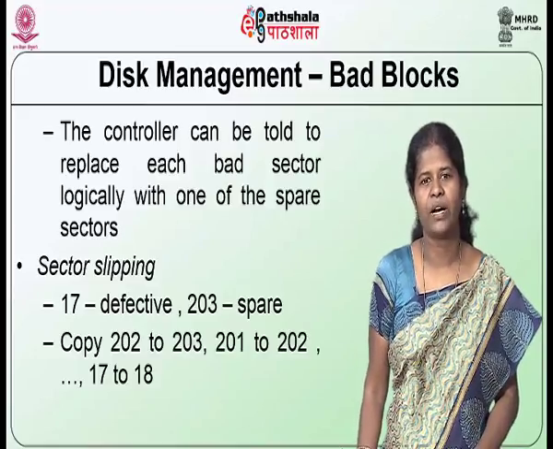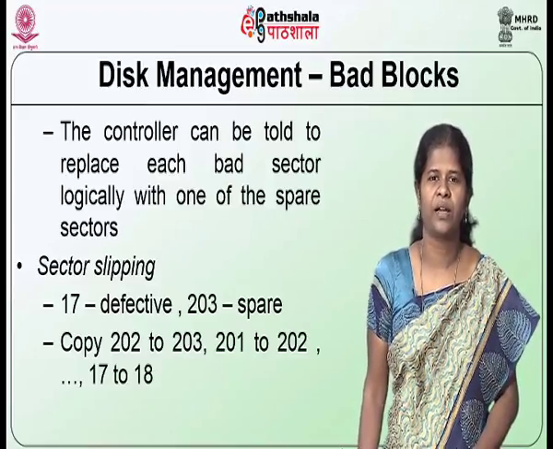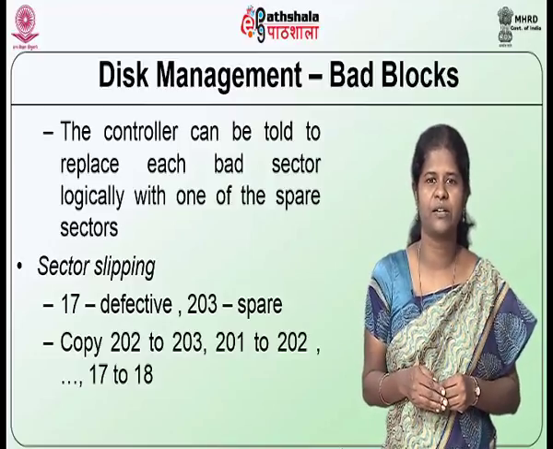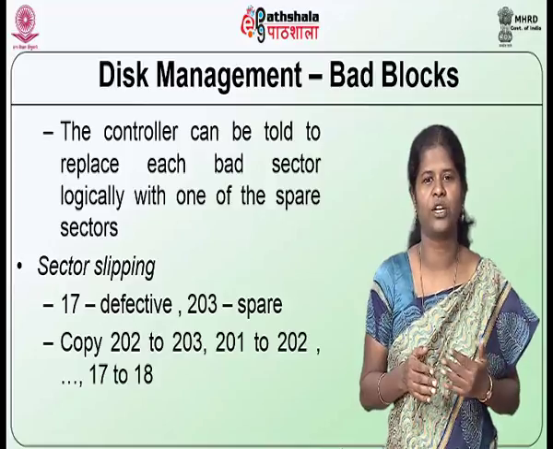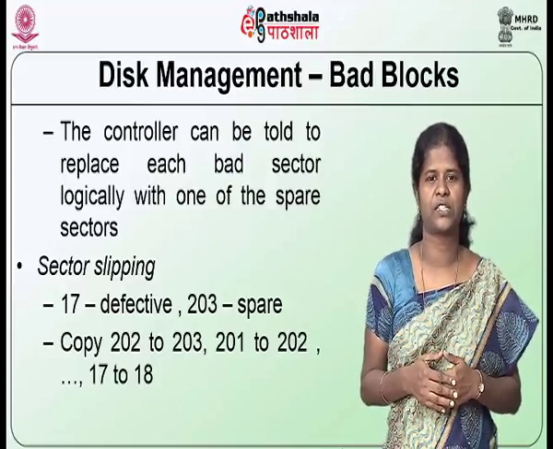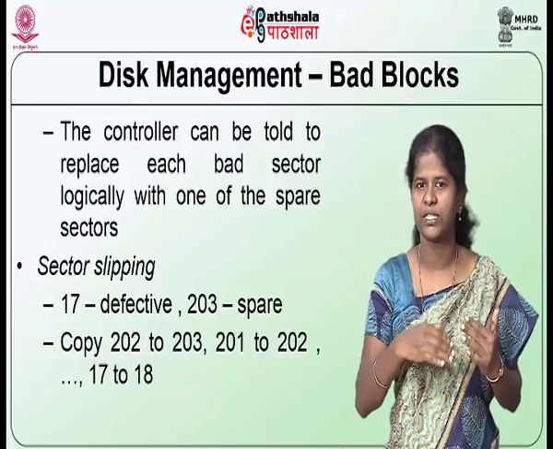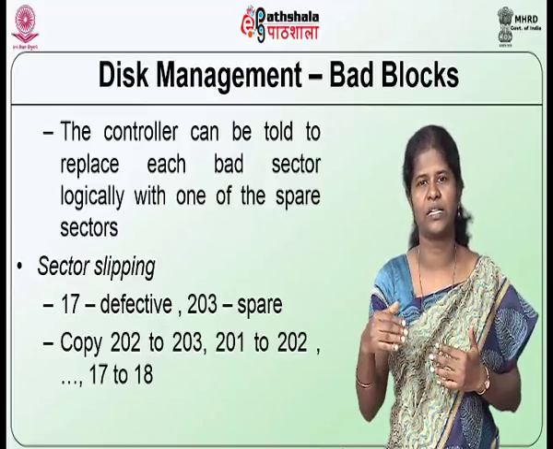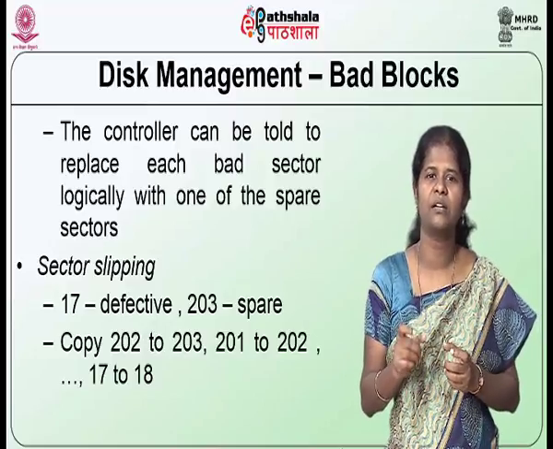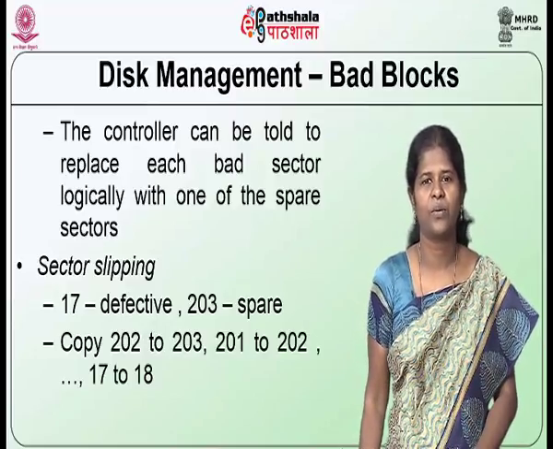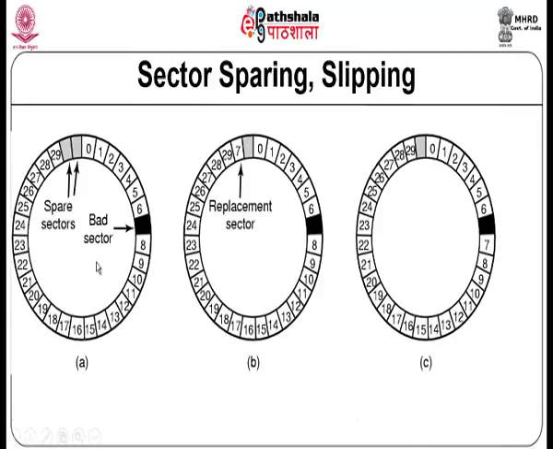And in the case of sector slipping, if one sector is found as defective, and say if 203 is the spare sector and 17 is the defective sector, then you just keep moving the contents of one sector to the other, so that you will get a free sector. So, we will see how the sector sparing and sector slipping are different. See, in this figure A, we see that there are two spare sectors between sector number 0 and sector number 29, and there is a bad sector called 7.